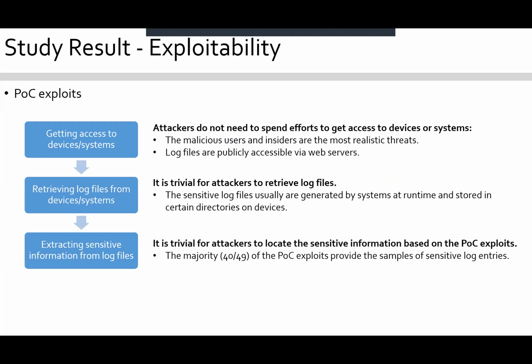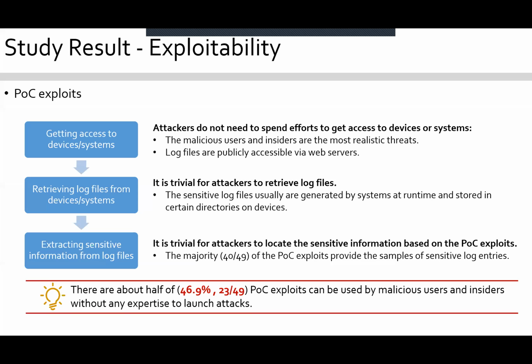By analyzing the POC exploits, we found that a typical exploit can be divided into 3 steps. First, getting access to devices or systems. Second, retrieving log files from devices and systems. Finally, extracting sensitive information from log files. We also found that about half of the POC exploits can be used by malicious users and insiders without any expertise to launch attacks.